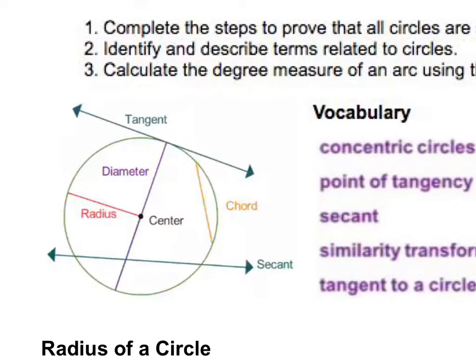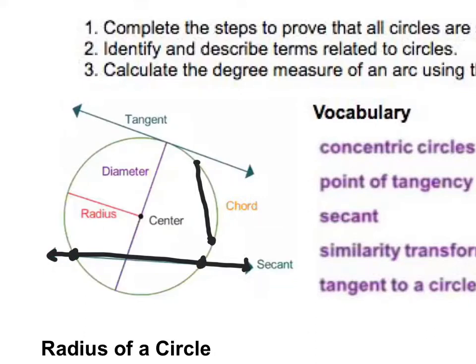A chord is something that's new. A chord is over here. A chord is a line that intersects a circle twice, but does not go through the center. So a chord connects two parts of a circle, but does not go through the center. It's kind of the same thing as a secant line. A secant line is something that passes through a circle twice.